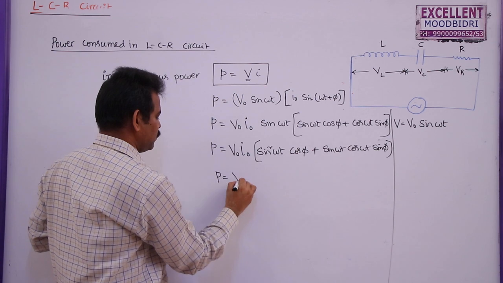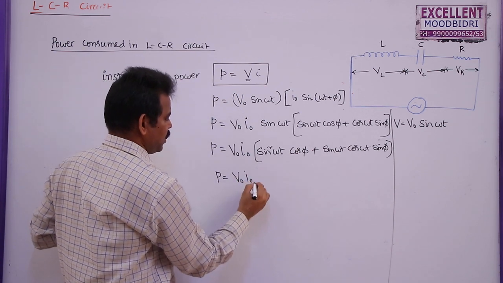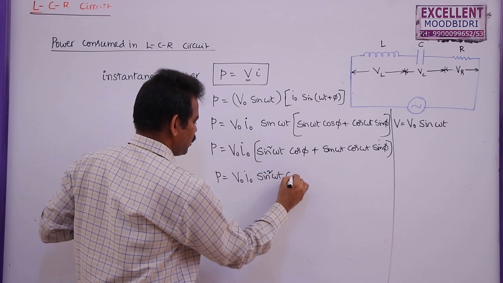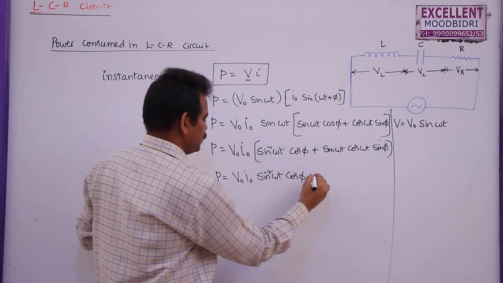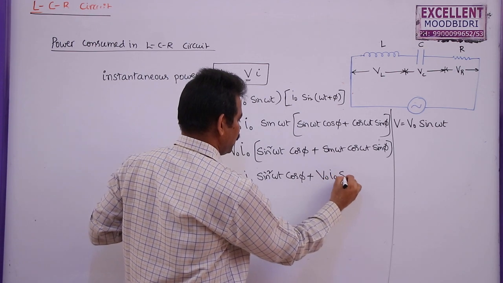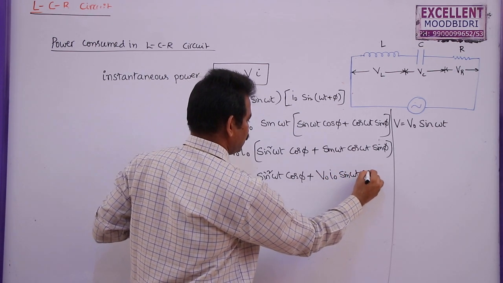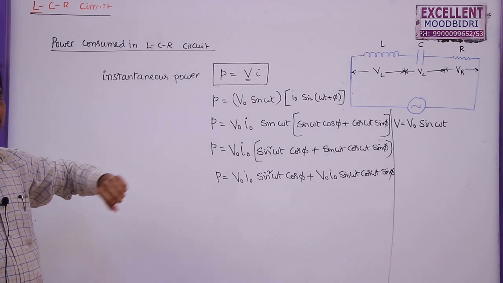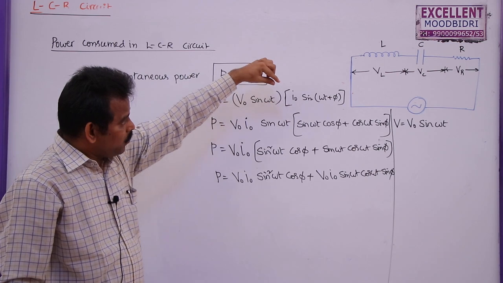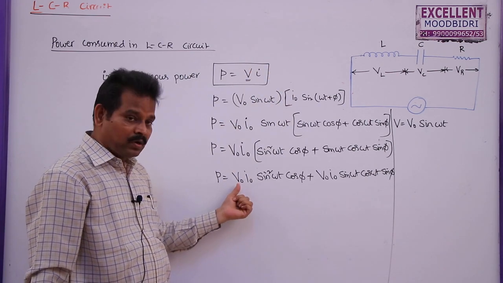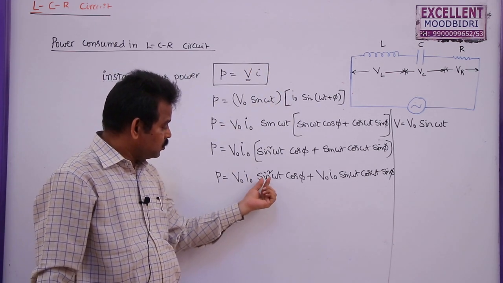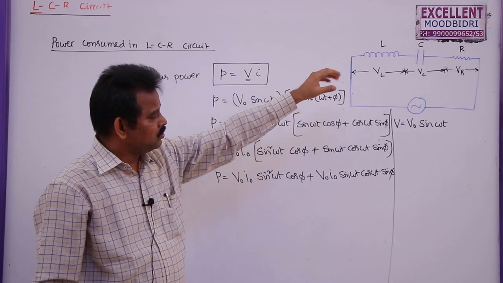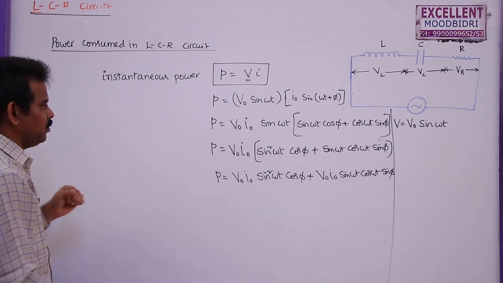So the instantaneous power is equal to V0 I0 sin square omega t cos phi plus V0 I0 sin omega t cos omega t sin phi. So this is the instantaneous power. Now this power not only depends upon the voltage and current, it also depends on omega and phi also. Let us say the power in the circuit is constant for a small interval of time.